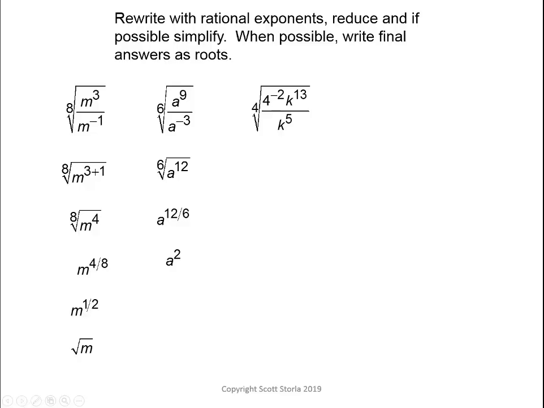Again, in this case, I would begin by simplifying the radicand. An exponent in the numerator of -2 will be the same as a positive exponent in the denominator, so I would write the 4 squared in the denominator. Then I have a common base of k, so I can subtract exponents. 13 minus 5 will give me 8.